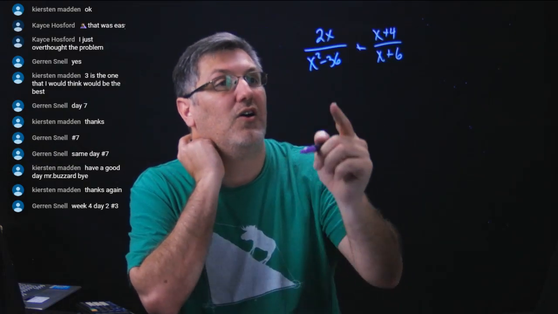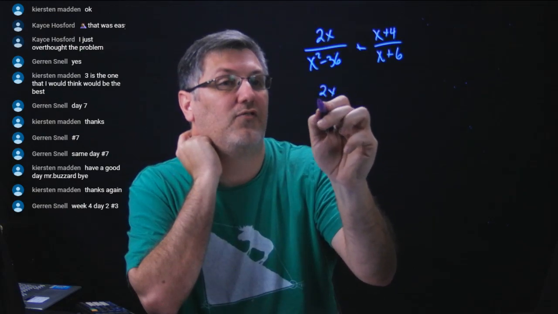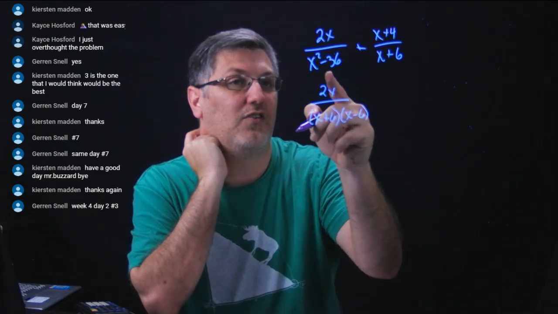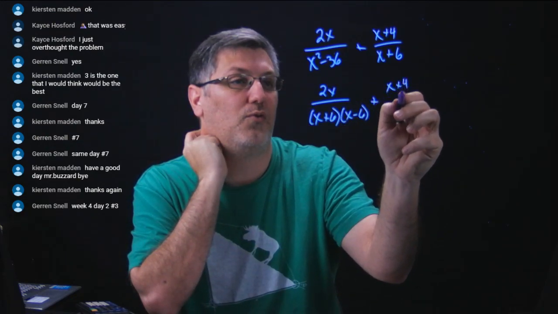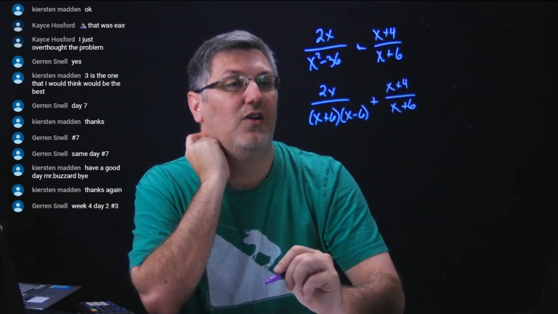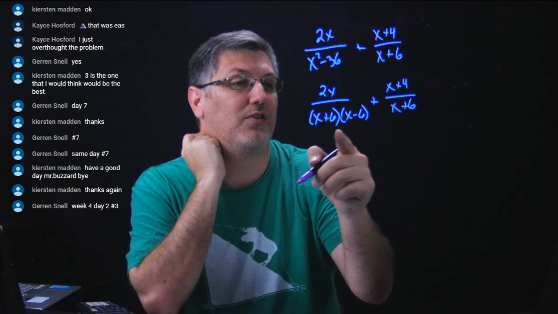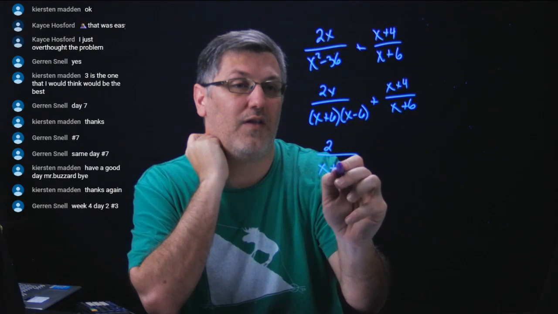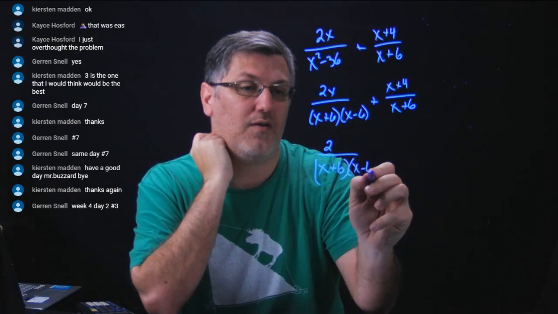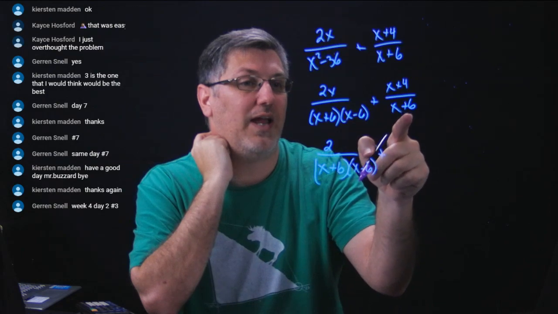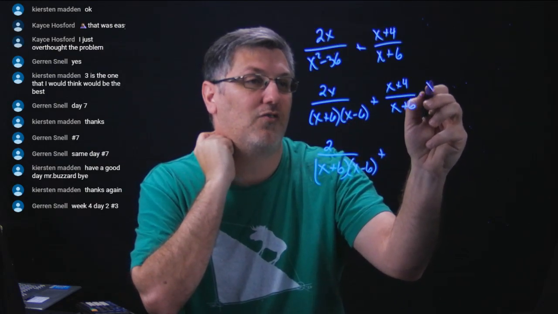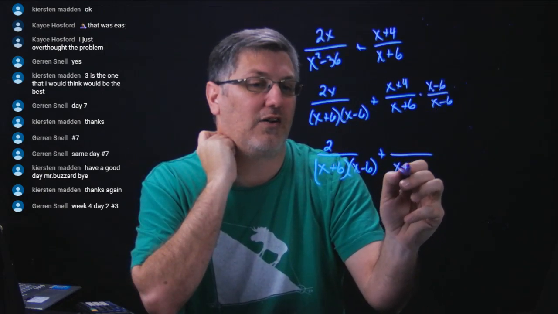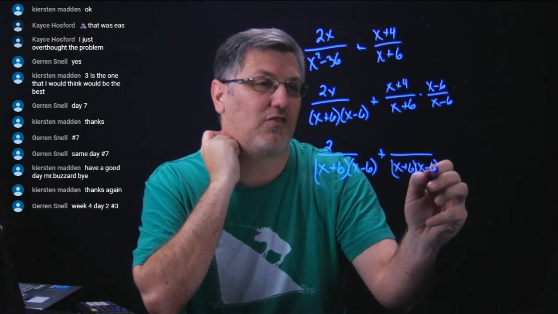Easy enough. Factor everything that needs a factor. We have 2x over x plus 6 times x minus 6, which is the difference of two squares, plus x plus 4 over x plus 6. Okay, so if I look here, this already has an x plus 6 in it, so I don't need to do anything to this first one. I can leave this first one alone. But the second one, I need to multiply by an x minus 6 because that's what's missing in the denominator. So I have an x minus 6 over an x minus 6. So this will give me the x plus 6, x minus 6 on my denominator.